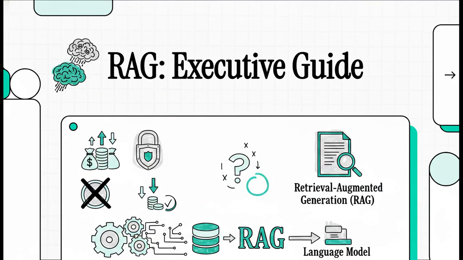Welcome to this explainer. Look, if you're leading an enterprise today, you are probably feeling this immense, almost constant pressure to deploy generative AI. But at the same time, you're likely terrified of the security risks, the frankly eye-watering compute costs, and the very real possibility of your AI just making things up. So today, we're going to dive into a highly pragmatic, cost-saving solution for securely deploying enterprise AI. It's called Retrieval Augmented Generation, or simply RAG.